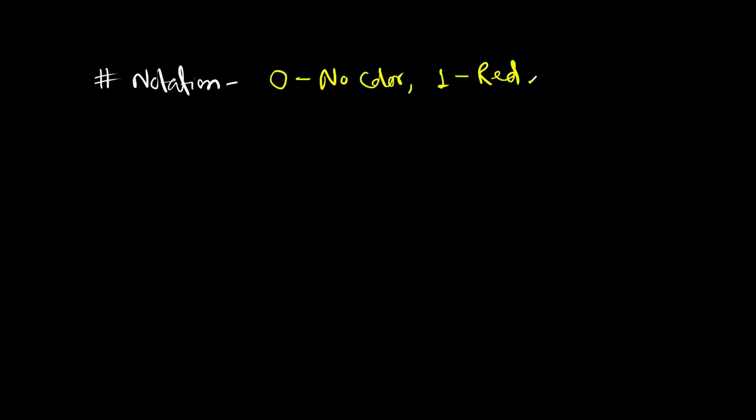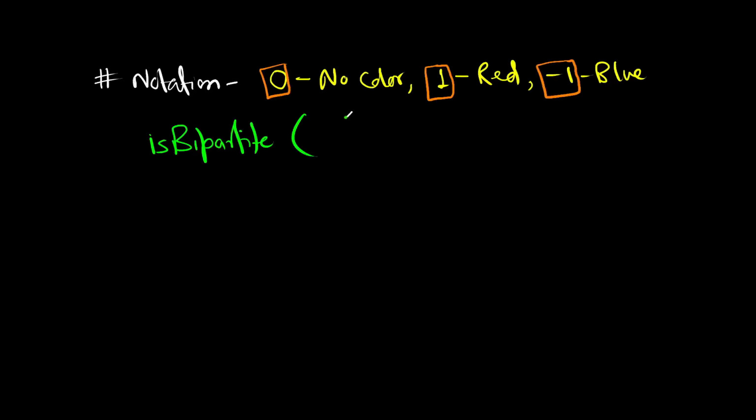So we are taking some notations here. If something is 0, that means no color. If it is 1, we'll say that it is red. If it is -1, we'll make it blue. Okay, so this is 1, this is -1. Let's start the pseudocode. We have a function isBipartite and we'll take graph and source node as input. We have to take a queue. Okay, so you can say that queue is q.